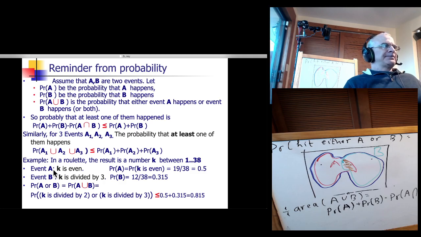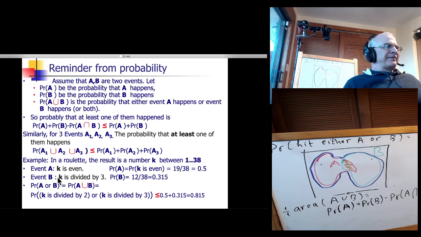So now I define an event, something that happened or did not happen. I'll say the number that you're getting is even, and what is the probability that this event A happened? That is, that the number K that you're generating is even. Well, there are 19 even numbers between 1 and 38. 38 is even as well, so the probability is exactly 50%.